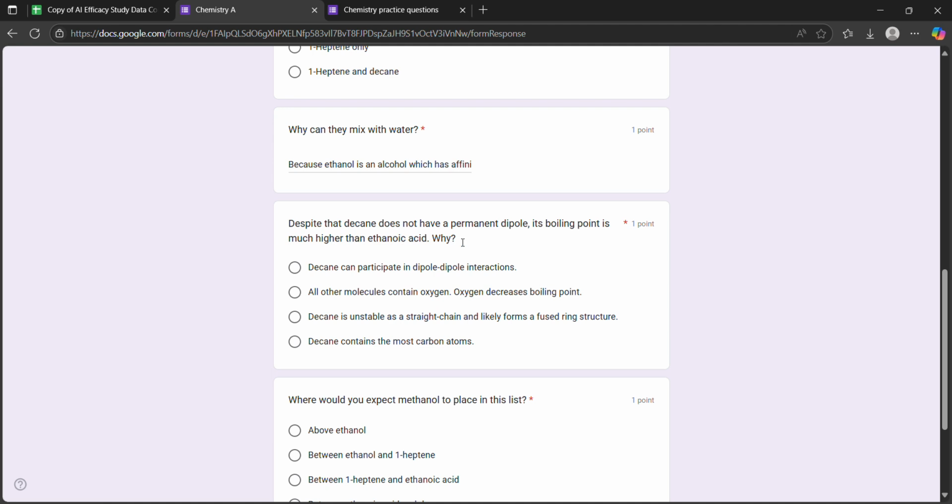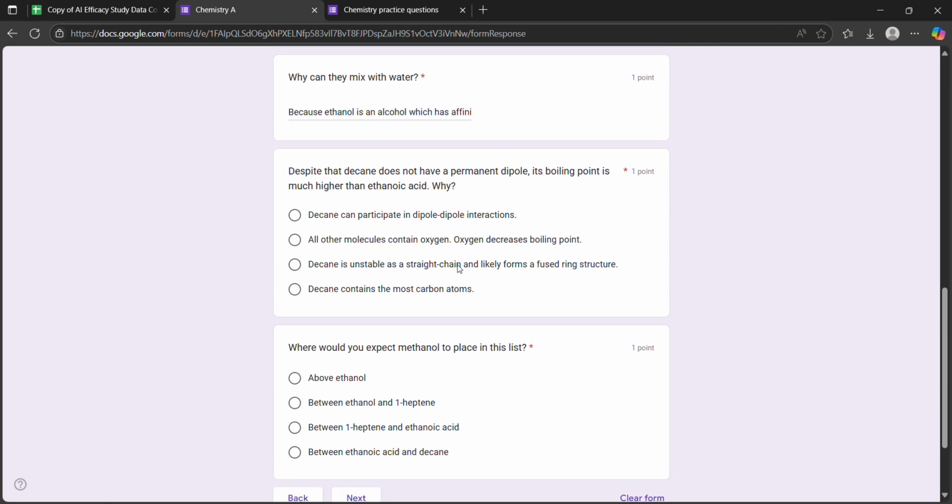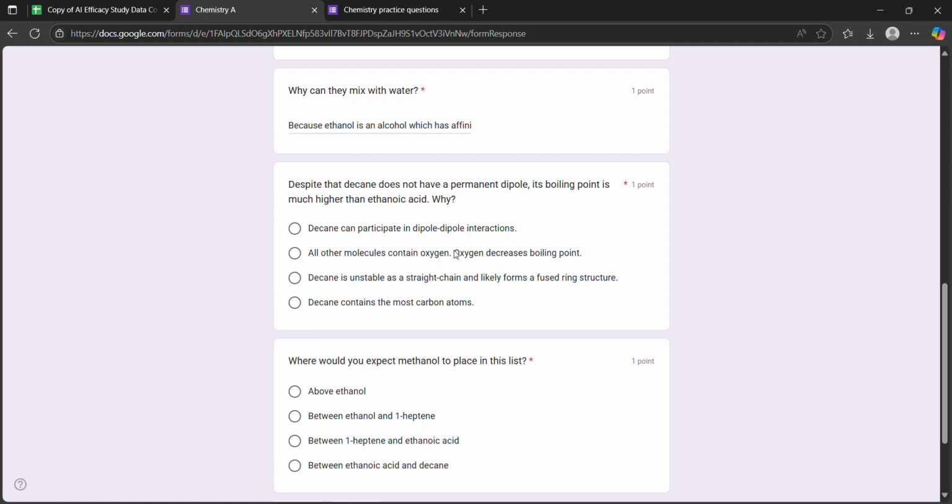Despite that decane does not have a permanent dipole, its boiling point is much higher than ethanoic acid. Why? Why can they mix with water? Because ethanol is an alcohol which has affinity for water, and ethanoic acid is an organic acid, which are known to be hydrophilic. Okay, yeah. Despite that, decane does not have a permanent dipole. Its boiling point is much higher than ethanoic acid. Why?